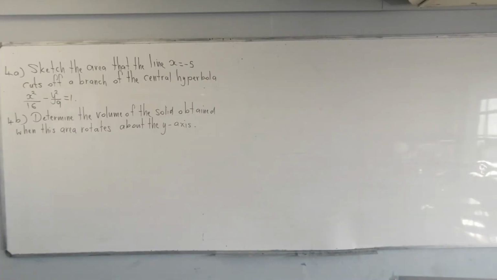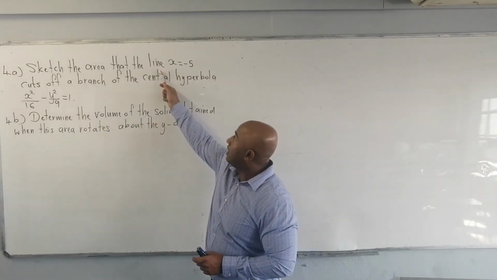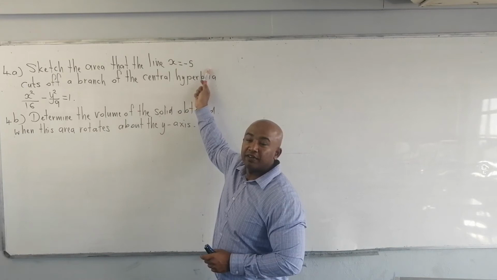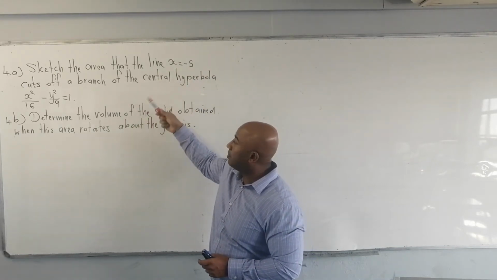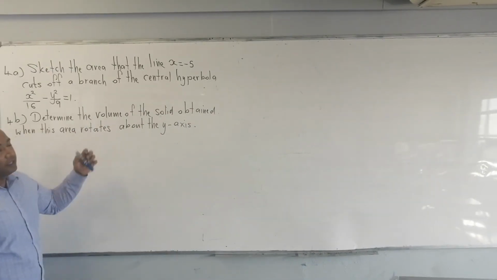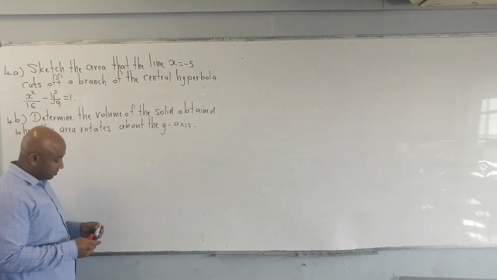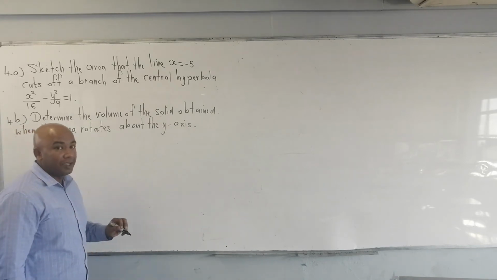Our next example, for A, sketch the area that the line x is equal to minus 5 cuts off a branch of the central hyperbola x squared over 16 minus y squared over 9 is equal to 1, and then calculate the volume. So, the central hyperbola.